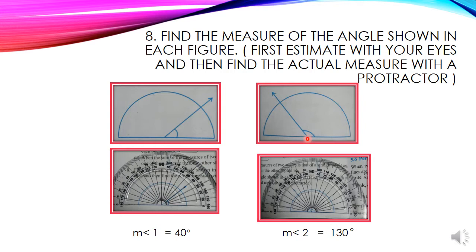Okay children, and these measurements you write near the figures in your textbook. Textbook pictures not to draw in your notebook, just very near the picture you write the measurement. Measure of angle 1 is equal to 40 degree and this angle it is equal to 130 degree. Okay children?